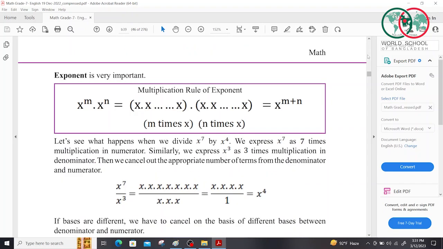Here it is given x to the power 7 times x cube.